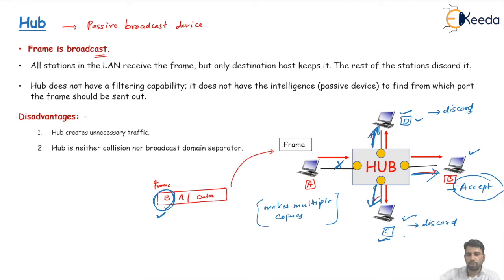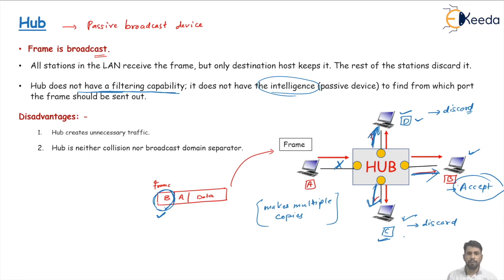Here is one important point to note: our hub makes multiple copies and forwards them in all outgoing directions. It means the hub does not have any decision point, no intelligence. So it has no filtering capability. No filtering capability means it does not maintain any type of table, matching the destination address against it and forwarding to the particular port. This type of intelligence is not present in the hub.